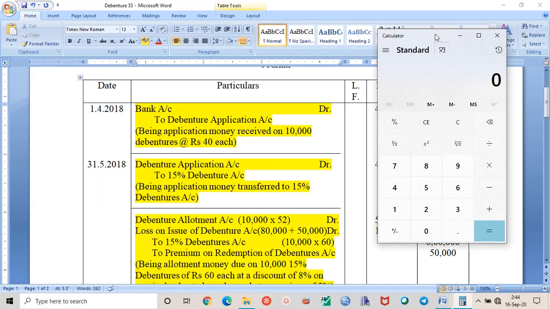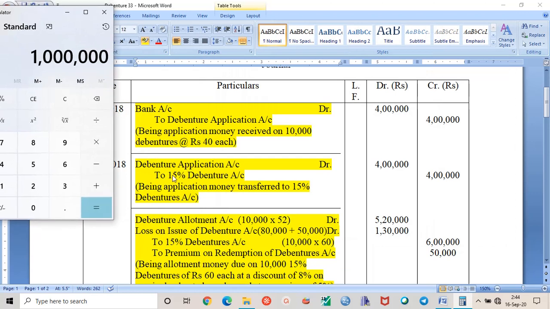Okay, we have the calculator now. So 10 lakh is the amount of debentures. The interest rate is 15%, so 10 lakh into 15 by 100 equals how much? 1,50,000. But this should be on a half yearly basis, right? So you pay half yearly, so it is only for 5 months. Whenever you do half yearly, you just divide the amount by 2.